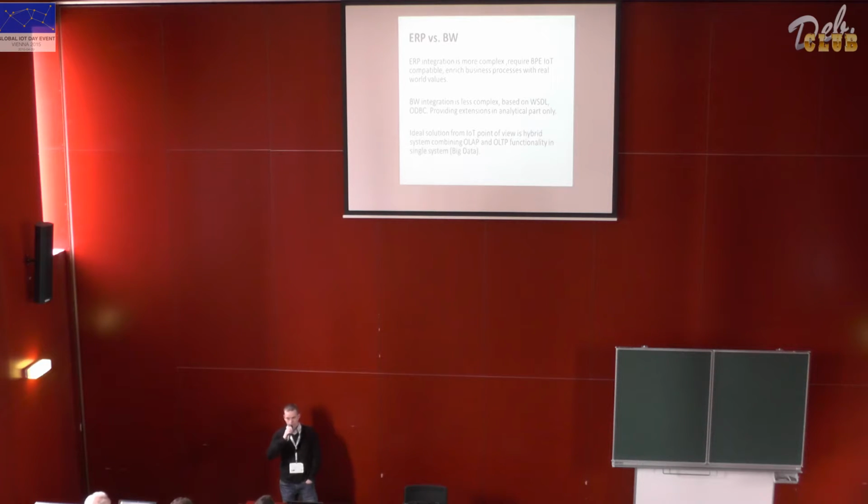ERP integration is complex because you need a business process engine which is aware of IoT data and is able to provide the real-world information to the business process in a way that the business process will be able to understand it. BW integration in the data warehouse is less complex. It is usually based on a web service or database connection. But it is providing the extension for decision-making, predictive analysis, and the reporting part only. We are missing then the data in the transactional part of the business process. It can be integrated by a loop back to the ERP system.